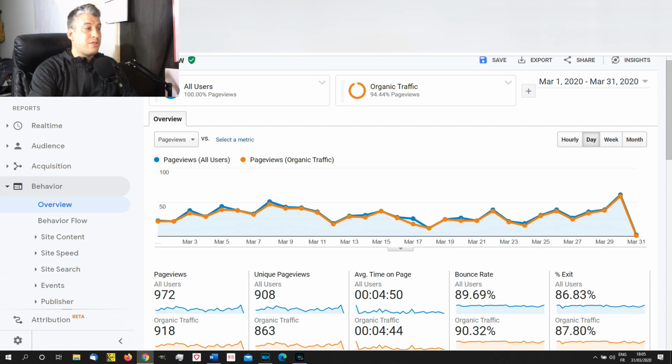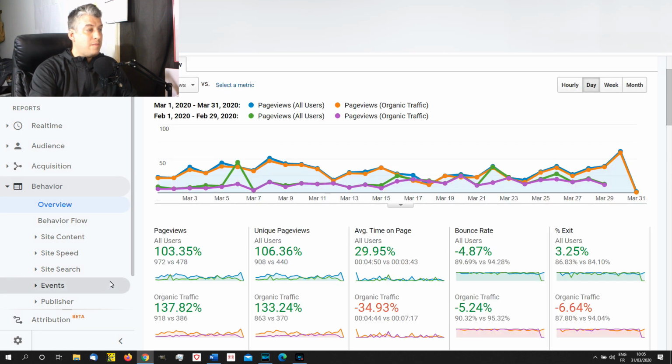Okay, so for Site 3, if we talk about just comparing this month to last month, it's gone up by about 100% in page views across the board, from 478 to 972. If you look at the organic page views, it went from 386 to 918. So that's quite a big jump. If it carries on like that, I think I'll be very happy about it.